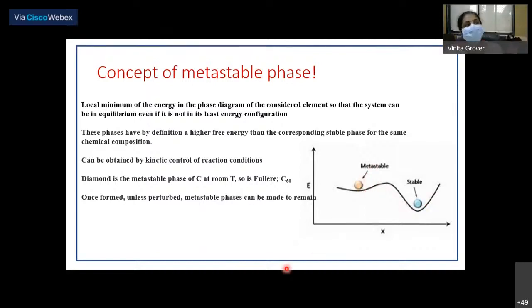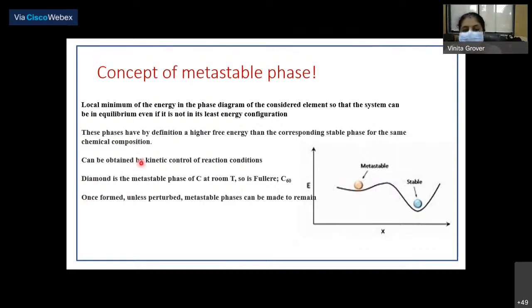However, if you carry out your reaction, and we'll talk about this in the next class, there are some synthetic procedures by which you can carry out the reaction wherein the reaction happens suddenly. The thermodynamics do not get the chance to catch up. That is called kinetic control of reaction. So kinetic control of reaction can give you a metastable phase. And sometimes what happens is, once a metastable phase forms, the minima is deep enough that it cannot go to this side or this side, and once it is formed, it can remain stable.